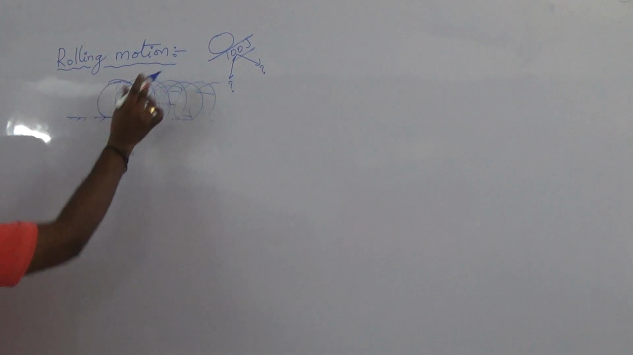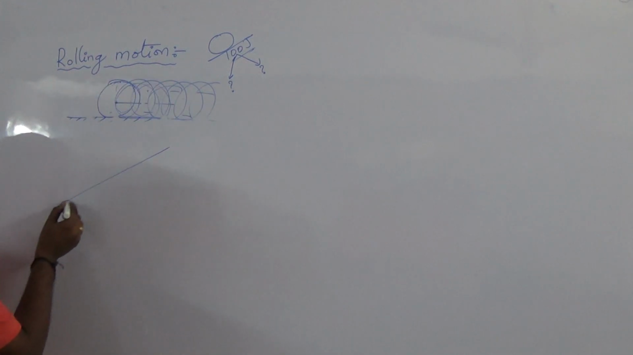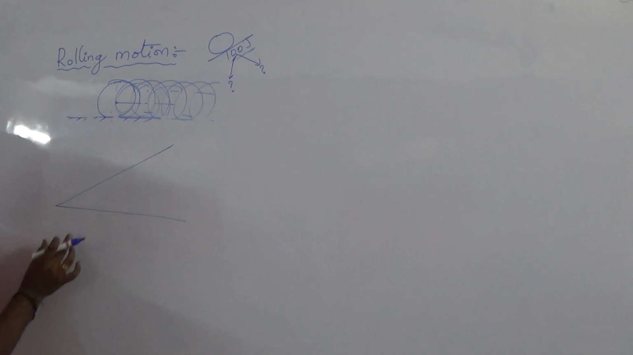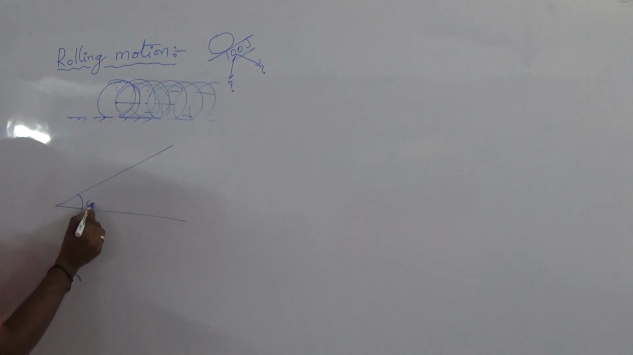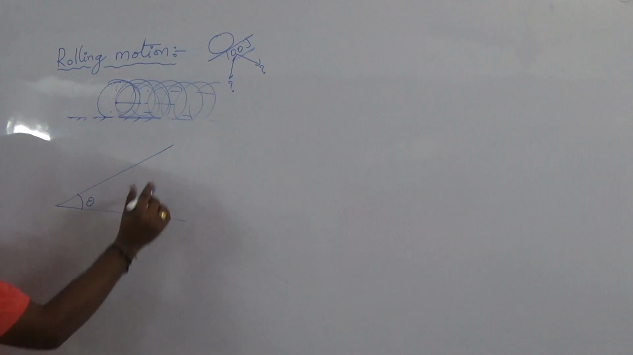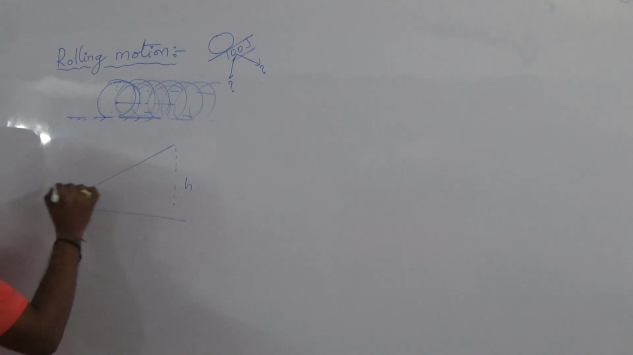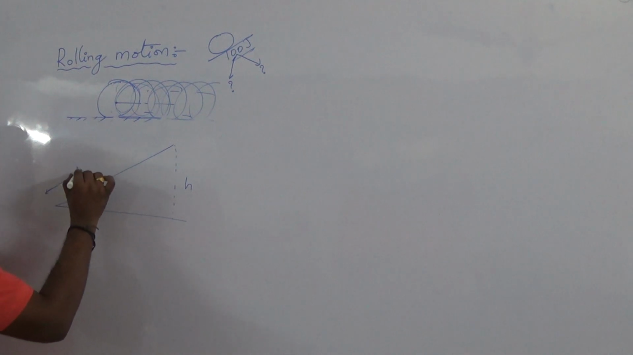Now, rolling motion on an inclined plane. Just I construct an inclined plane. It makes an angle theta with the horizontal. The height of the inclined plane, just take it as h. The length of the inclined plane, just take it as l.